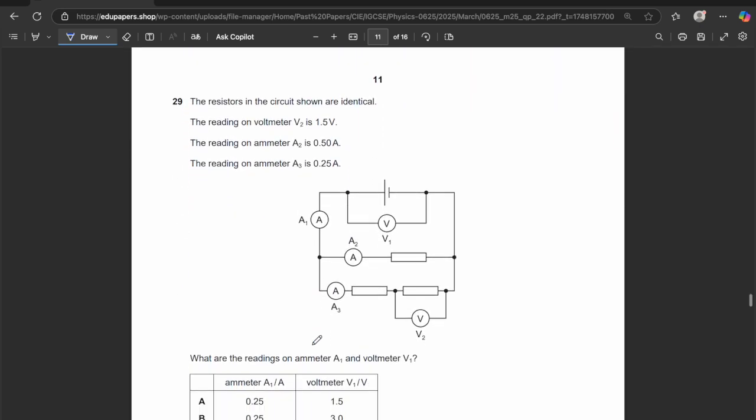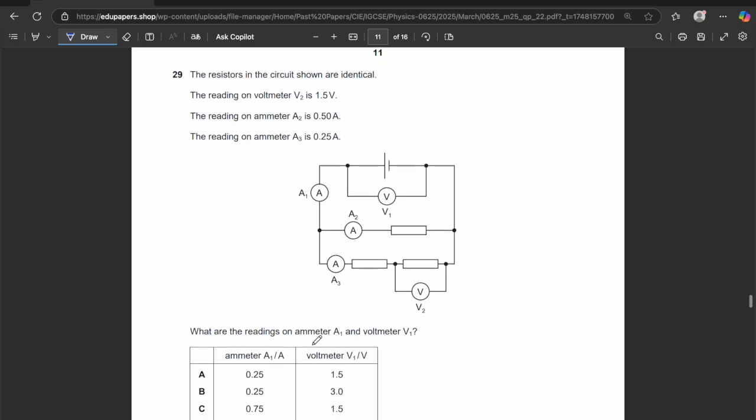29. The resistors in the circuit shown are identical. The reading on voltmeter V2 is 1.5 volts. The reading on the ammeter A2 is 0.5 amperes.